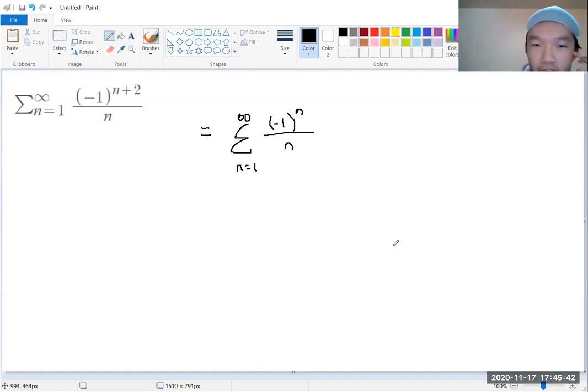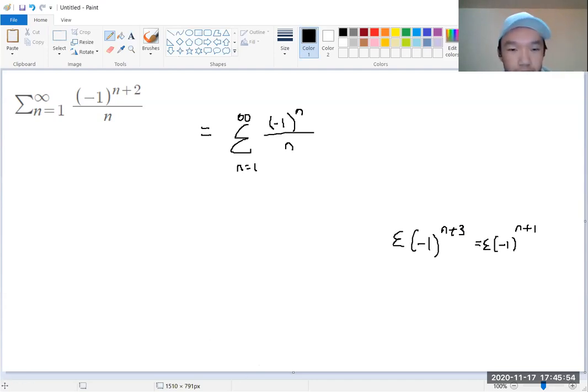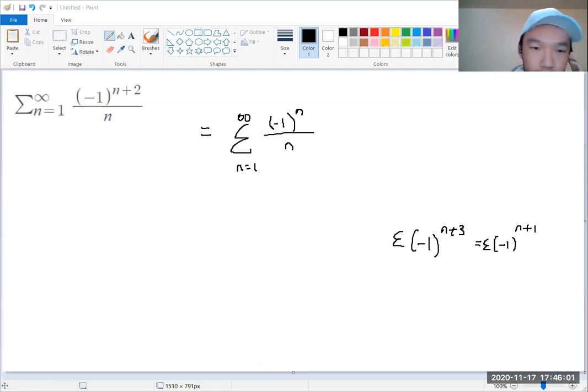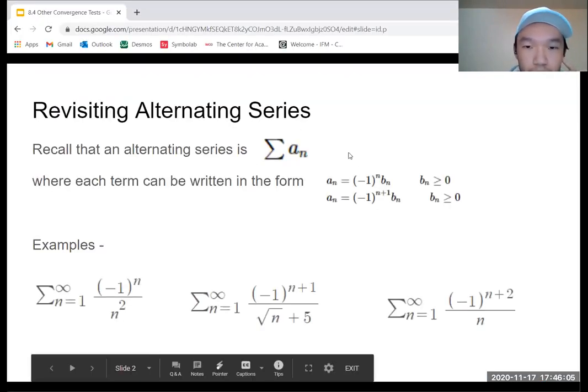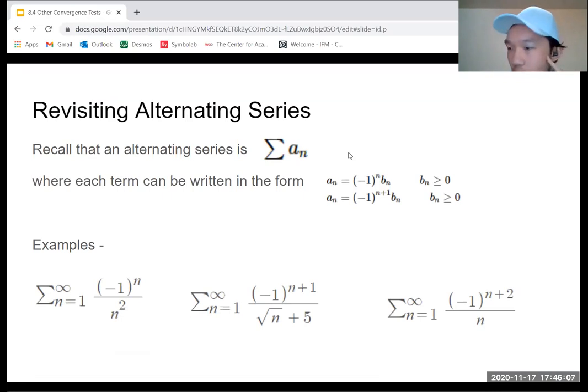And likewise, if I had something like (-1)^(n+3), this will be equal to (-1)^(n+1), right? Given these are both series, and you get that idea. All right, so that's revisiting alternating series. And this is going to prepare us for the next test that we are about to learn.